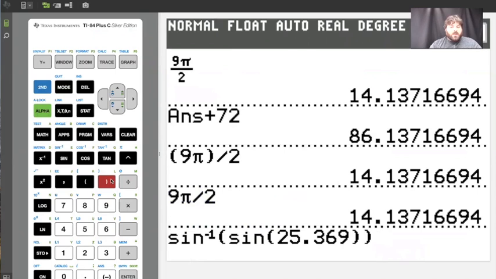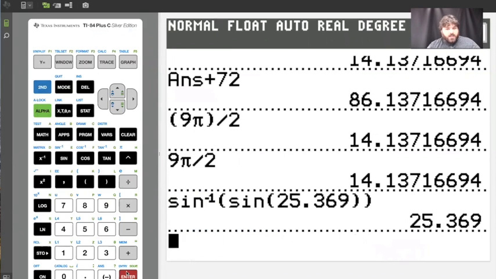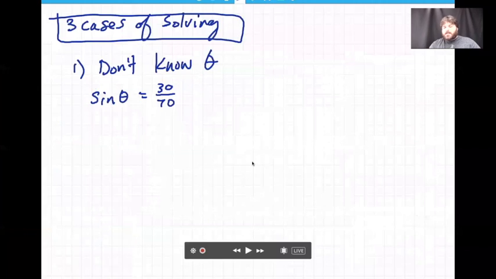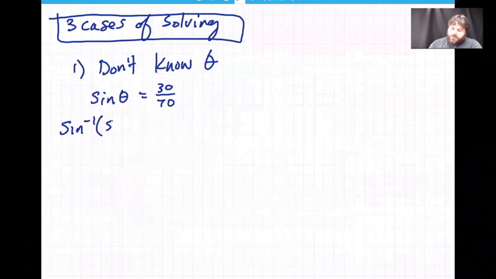The sine inverse of the sine of something weird is something weird. See how the sine inverse and the sine just came together and disappeared and left us with that thing? That's how we're going to utilize that. So we're going to take the sine inverse of the left side, and we're also going to take the sine inverse of the right side.